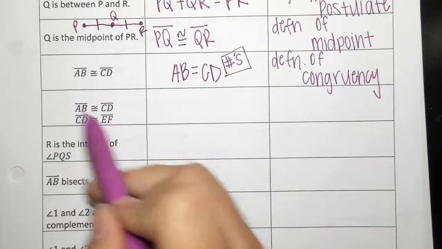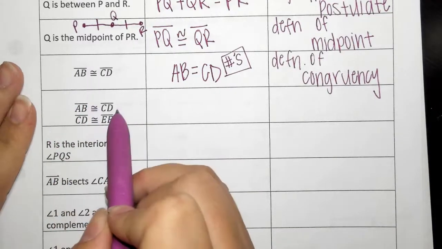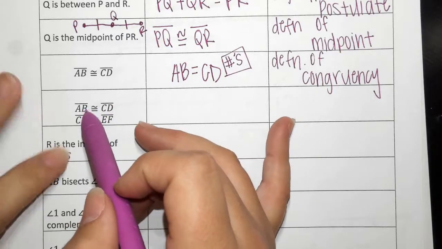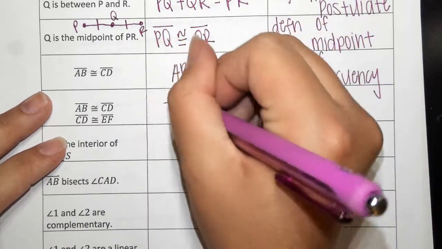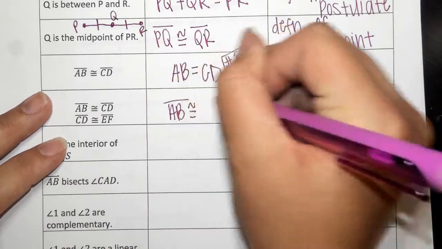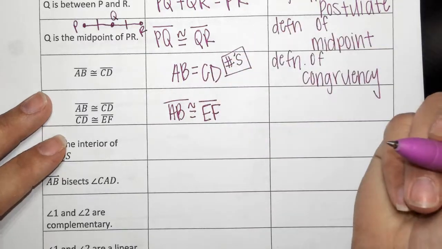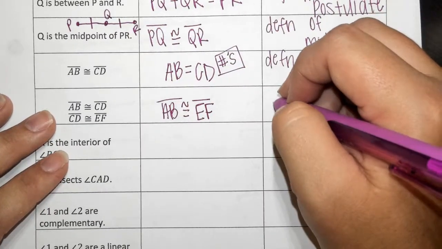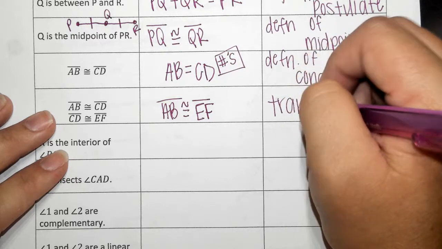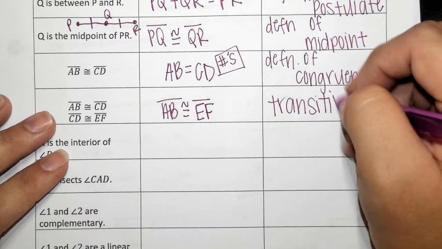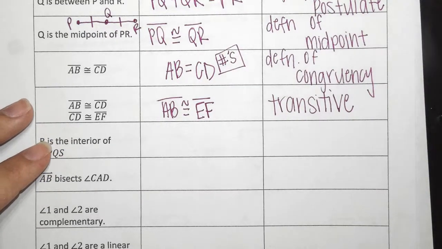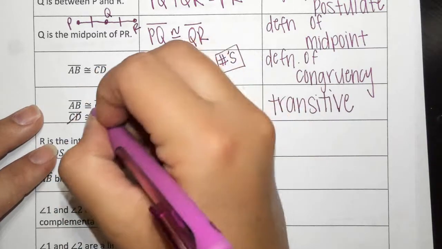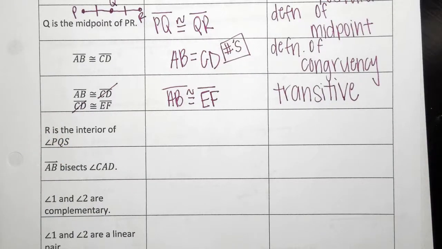Okay, right here, we've been using this property lately in 2.6. It was on that chart from 2.6. If AB is congruent to CD and CD is congruent to EF, can't I just say that AB is congruent to EF? What property is that? I heard it. Good. Transitive. It was quiet, but I heard it. So basically, it's cutting out CD. It's cutting out the middleman.